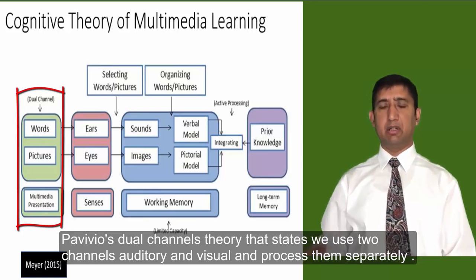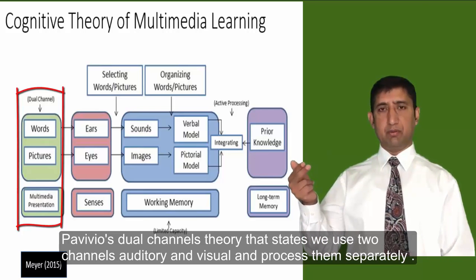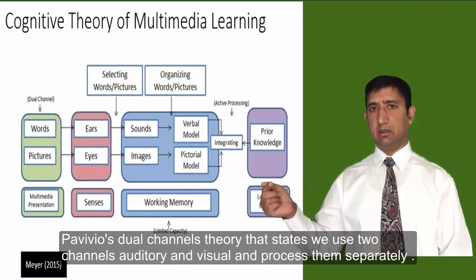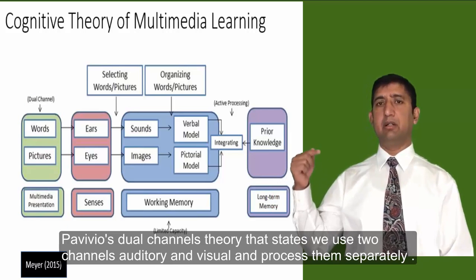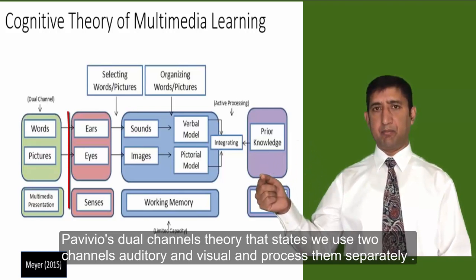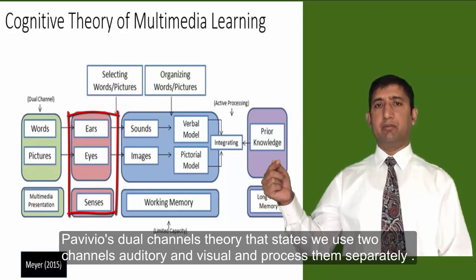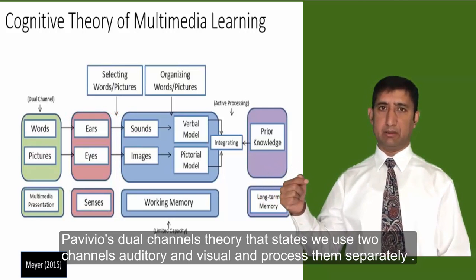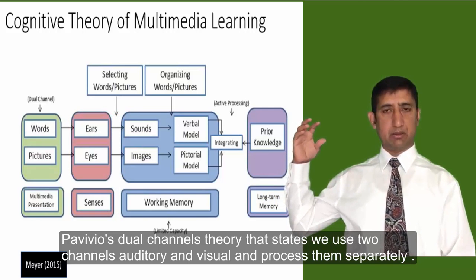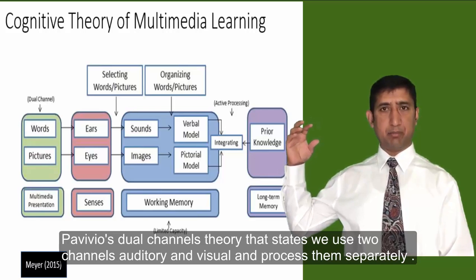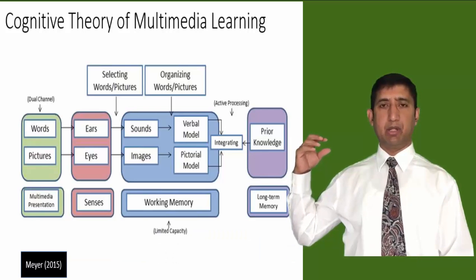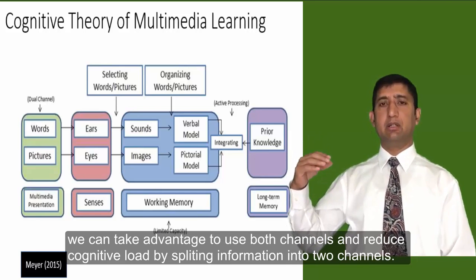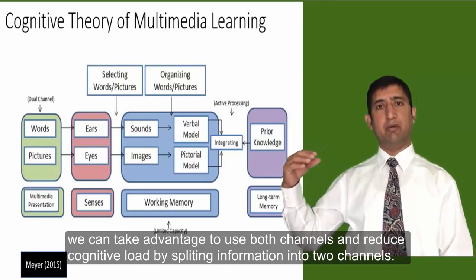One is our visual sensory system, and the second is our auditory sensory system. And this information is processed separately in our mind. So we have a visual processing system in our mind that is separate from the auditory system, and we can take advantage of this to decrease the cognitive load on individuals.